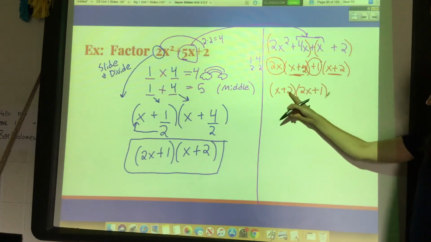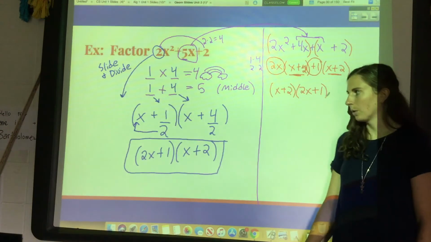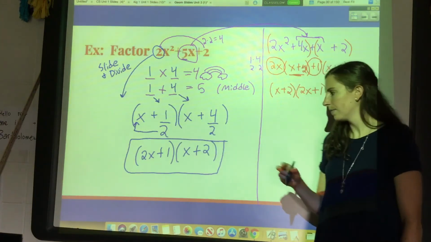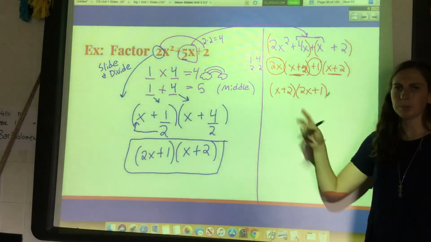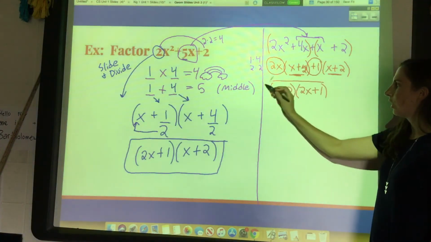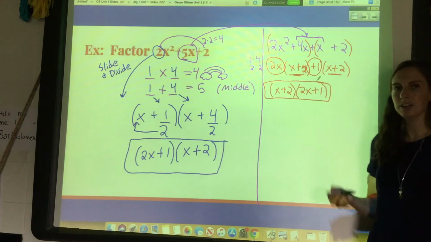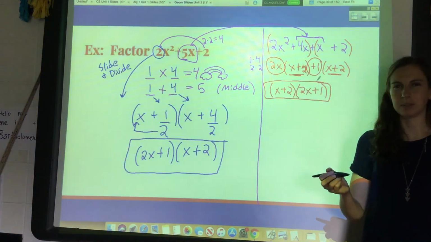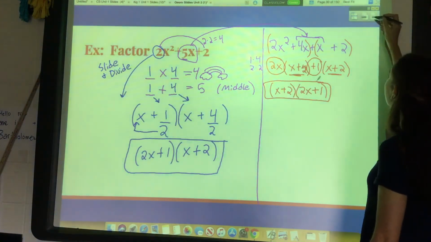So you'll notice I got the same thing that I got before when I did the divider slide method. The factors are flipped, but that's okay because it doesn't matter what order you multiply them in. So if you prefer grouping method better, feel free to do these problems that way. Let me do one more example.